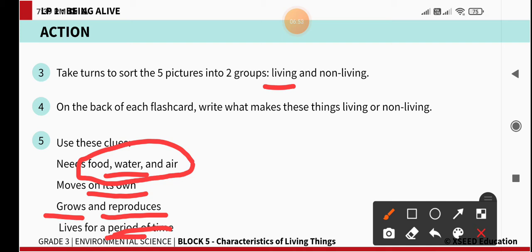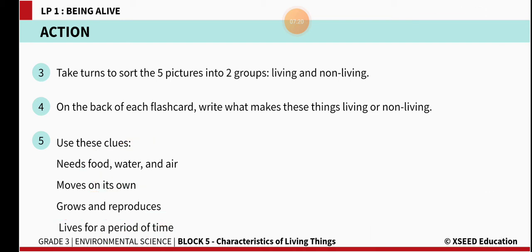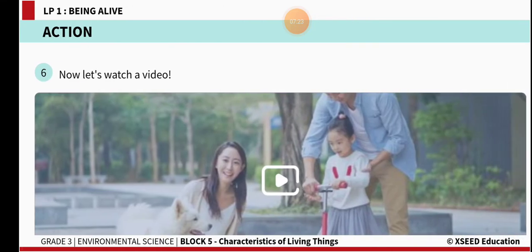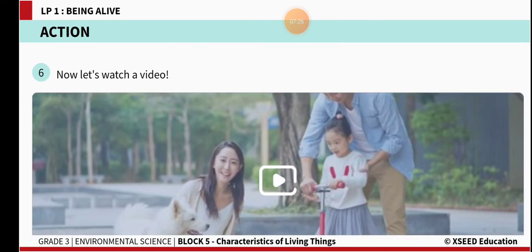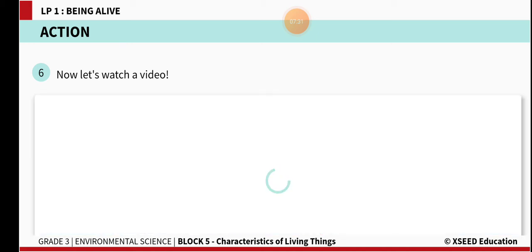Once again we will revise the features based on which you can sort living and non-living things. First, they must eat food, drink water, and breathe air. Second, they are growing, moving, reproducing, and they have a lifespan. So the things showing all these characters are living things. To understand more about the differences between living and non-living, watch the video.